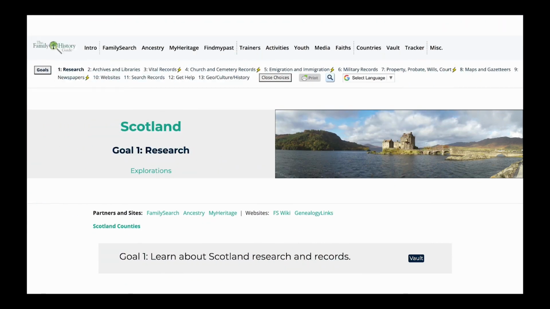The links in the Family History Guide will provide you with valuable information about how to find your ancestors in Scotland. Study the choices in this goal to develop your research skills.